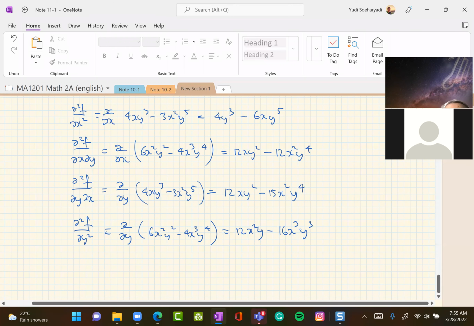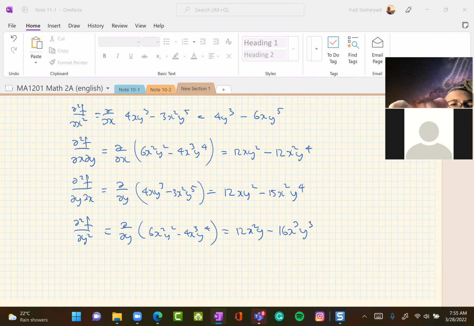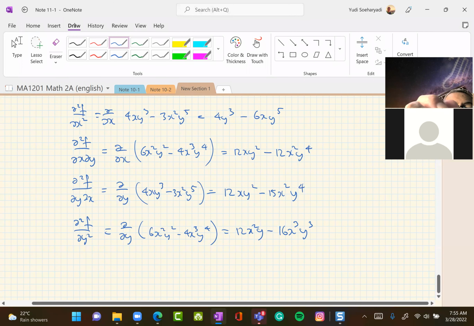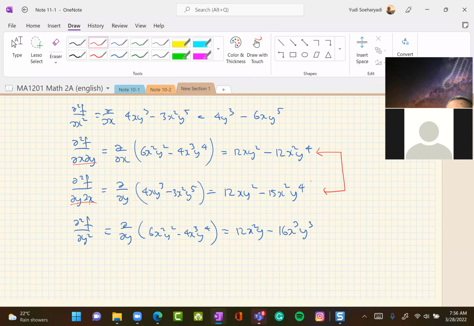Okay. So one thing that you may have noticed is this one here. When you switch order, so this is dy dx, this is dx dy, you get the same thing. So what will happen to this one? Okay, so these two are called mixed derivatives.